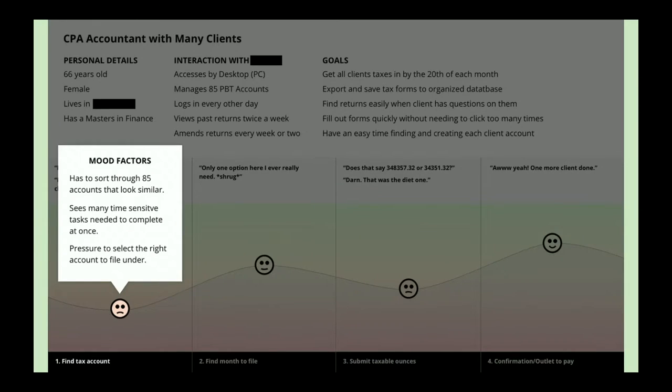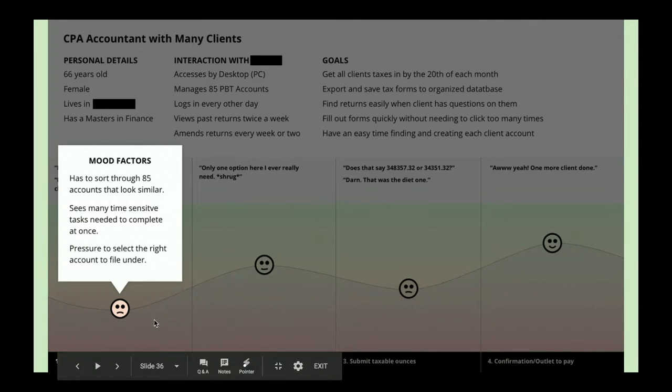So if we're looking at the first step, finding a tax account for the CPA accountant, their mood factors are they have to look through a lot of different accounts. That's pretty stressful. And to see the amount of accounts they have, they see, hey, five of these, I have to file for by the end of the day. It induces a little stress for them. So they're a little bit lower end of the spectrum.